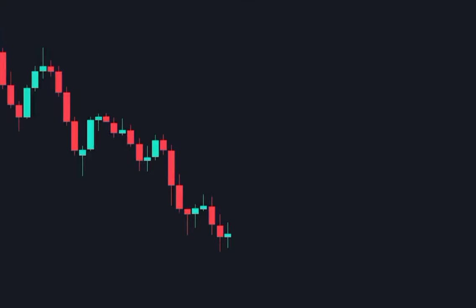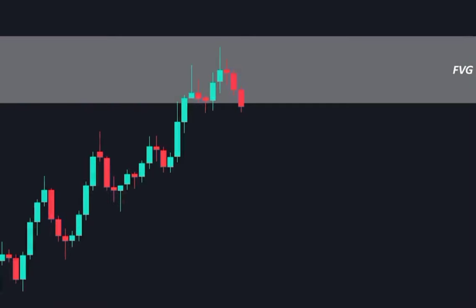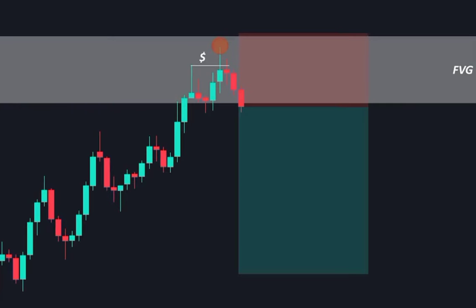Similarly, in a bearish setup, start on the higher time frame by confirming a downtrend with lower lows and lower highs. Then, mark the fair value gaps as potential supply zones. When the price pulls back into one of those gaps, switch to the lower time frame and look for a bearish liquidity grab above a recent high.